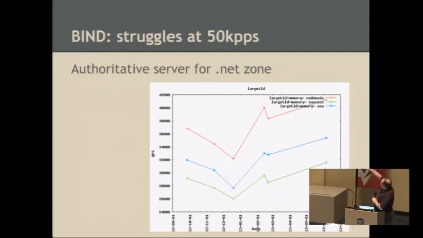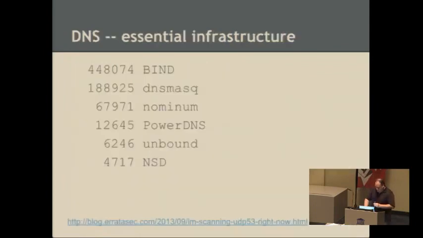But what we see here is that Bind struggles at, this graph goes to 40,000 at the top there, it struggles at fairly low rates of speed. It's enough that one cell phone connected to Wi-Fi can take down a DNS server on the internet. And that's kind of unreasonable.